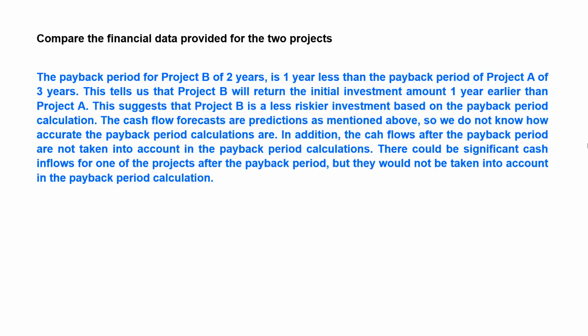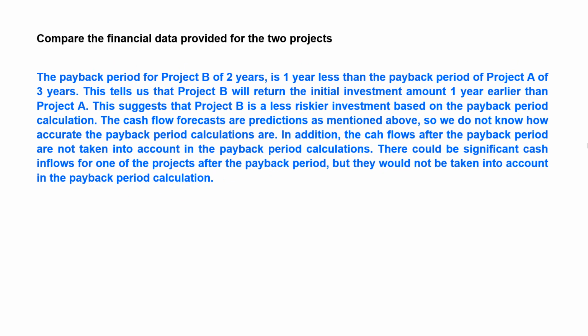Now the payback period. The payback period for Project B of 2 years is 1 year less than the payback period of Project A of 3 years. This tells us that Project B will return the initial investment amount 1 year earlier than Project A. So this suggests that Project B is a less risky investment based on the payback period calculation.